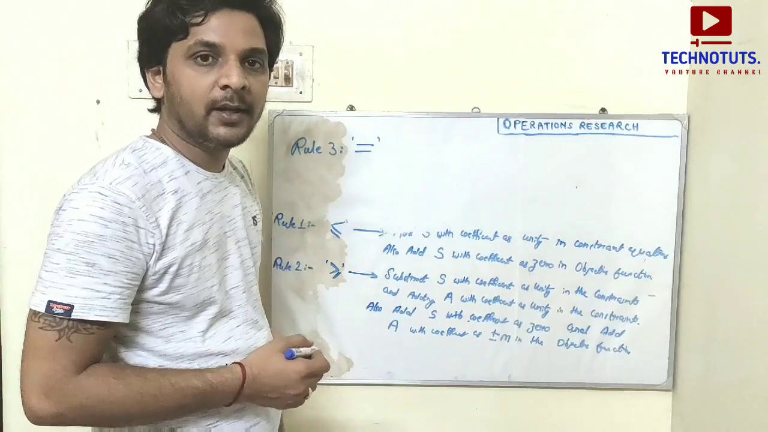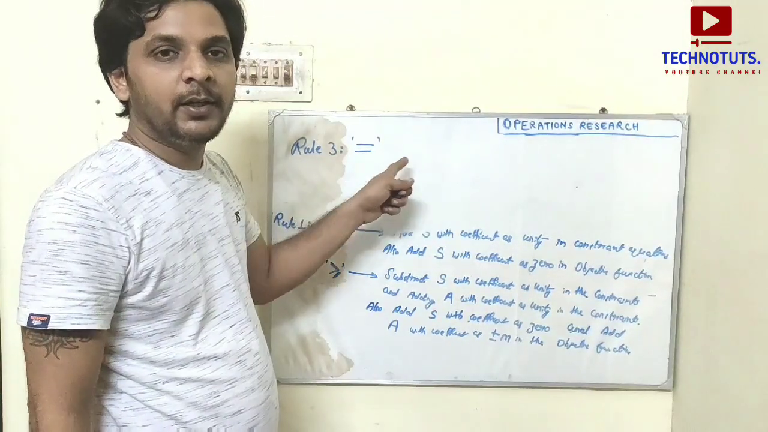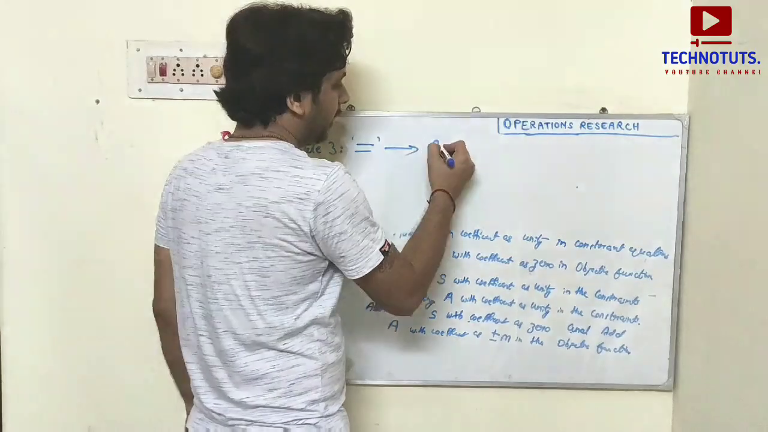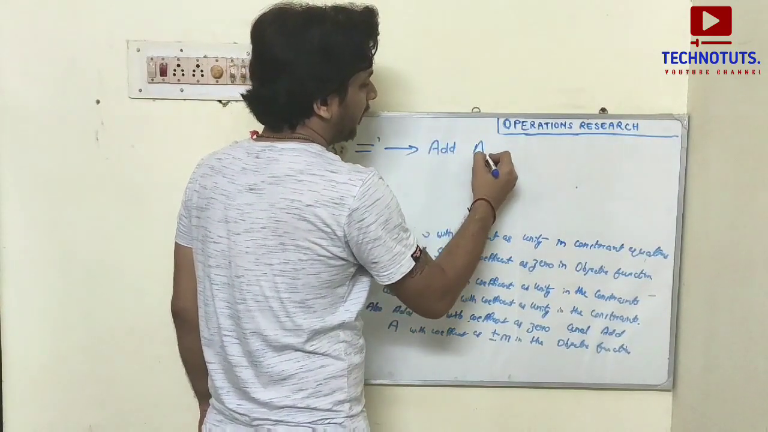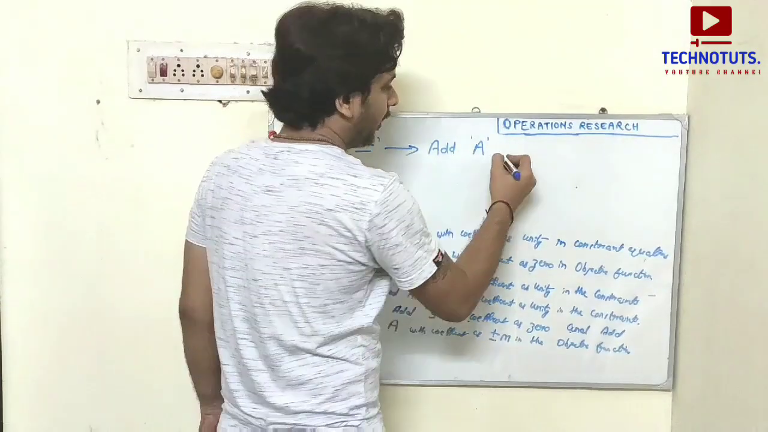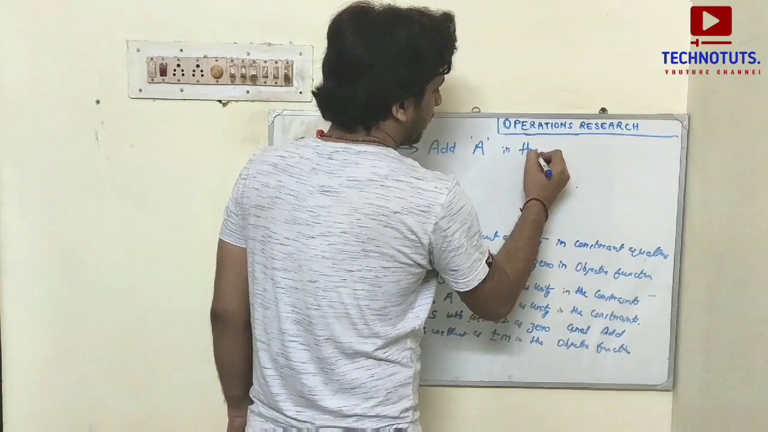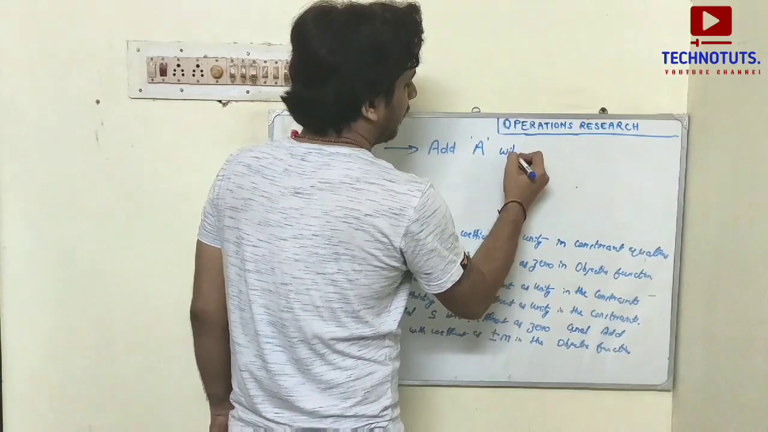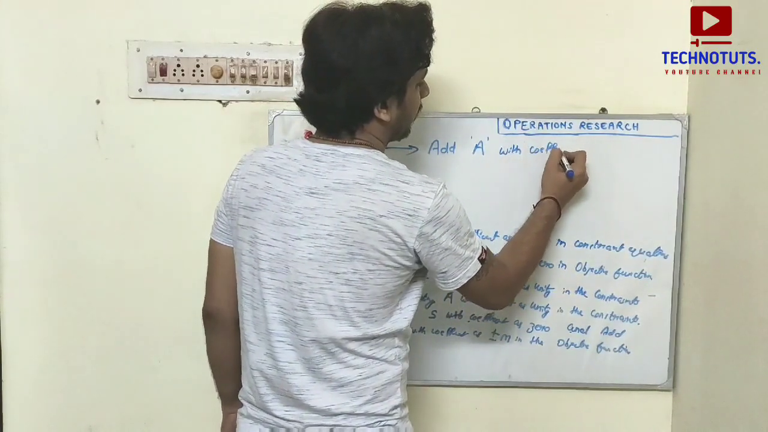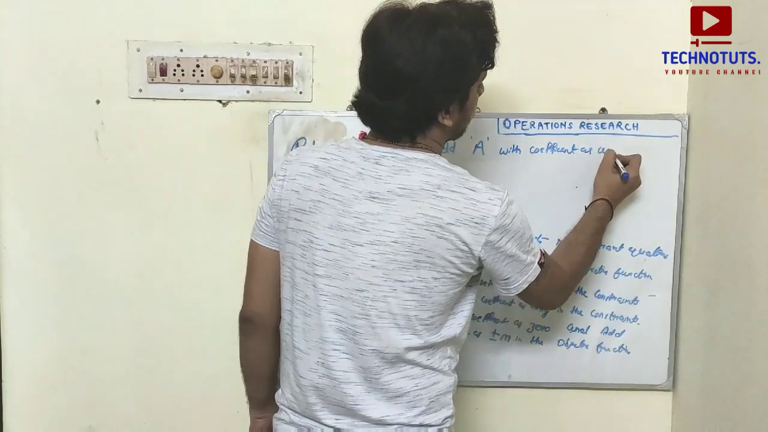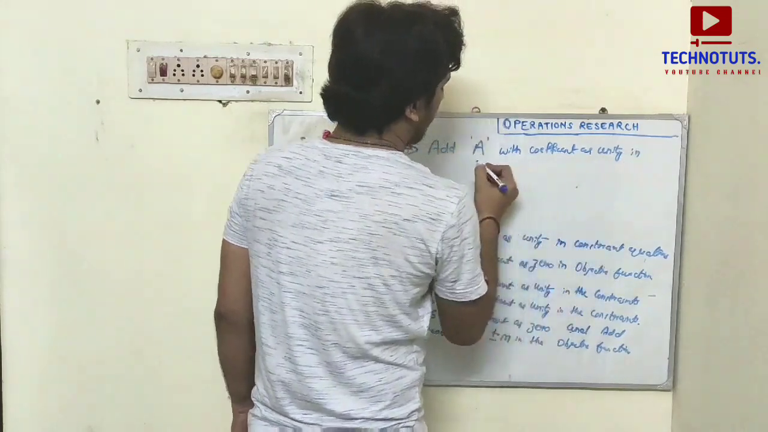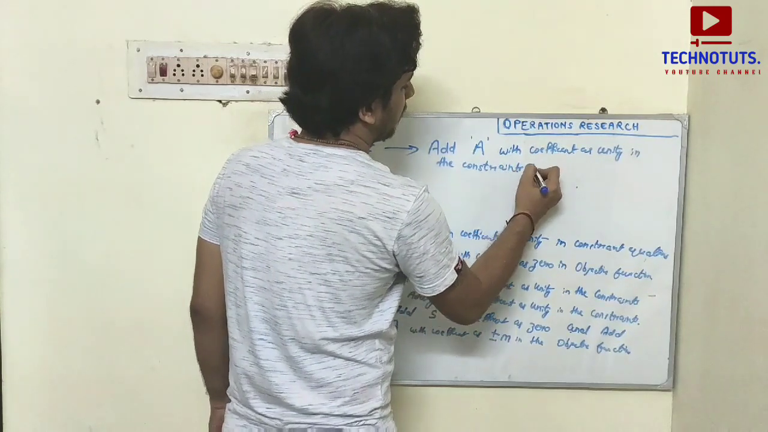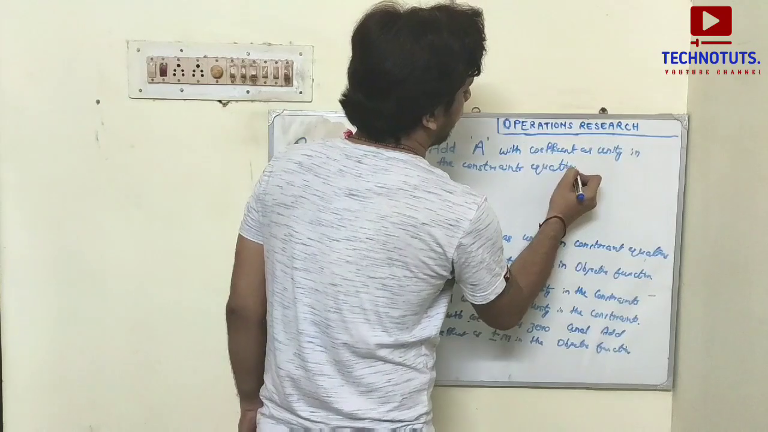Rule number 3 says that wherever the equal to sign appears in a linear programming problem, this inequality can be converted into equality by adding an artificial variable a in the constraint equation, with its coefficient as unity in the constraint equation.